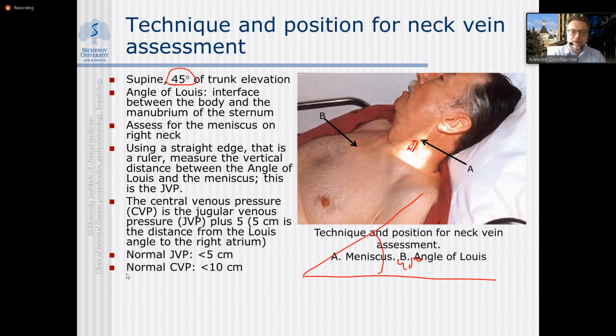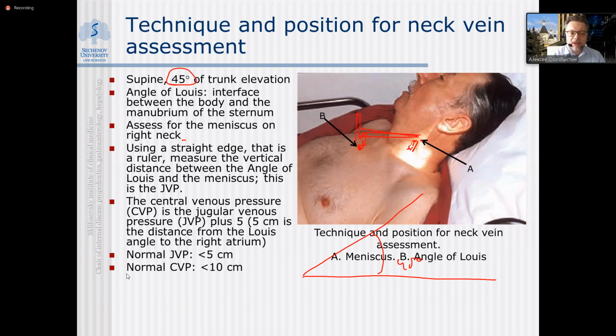I need to mark the location of the angle of Louis. That will be a very important point, starting from which you'll measure the jugular venous pressure. And then you may use a straight edge, a ruler, to measure the distance from the Louis angle up to the meniscus. That should be horizontal, and you need to measure the distance like that.